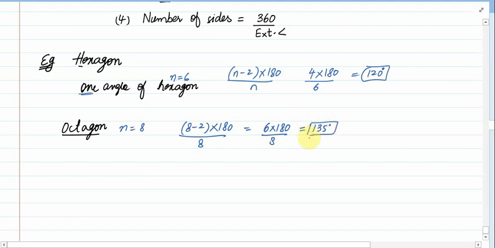Alright, that's how we are going to find each angle of a regular polygon.